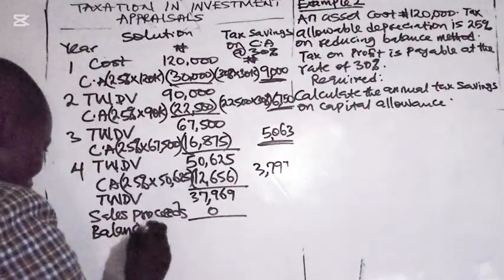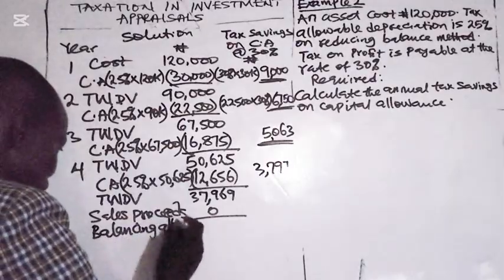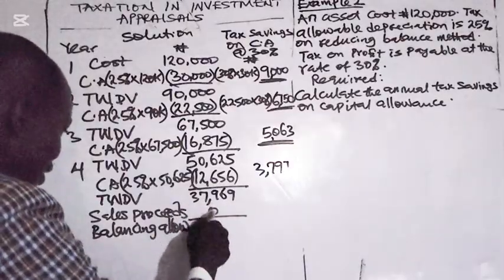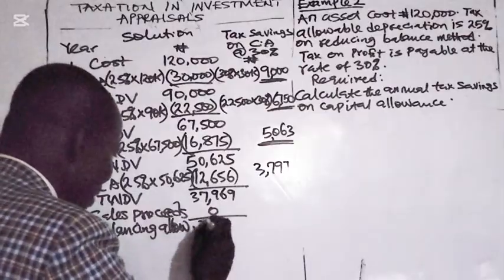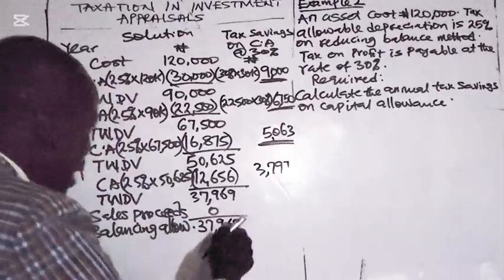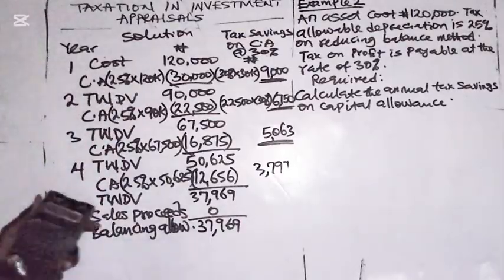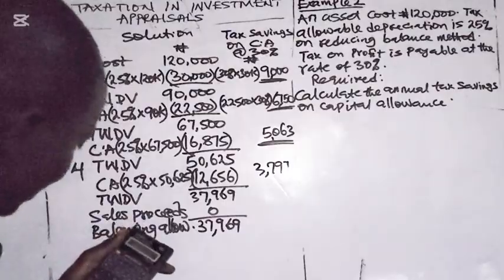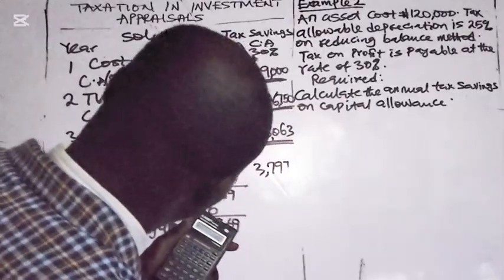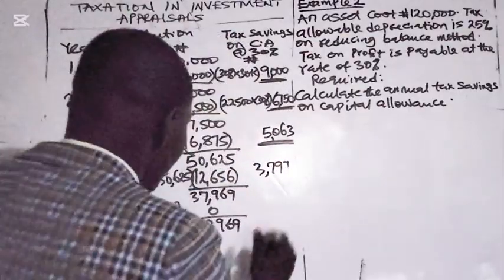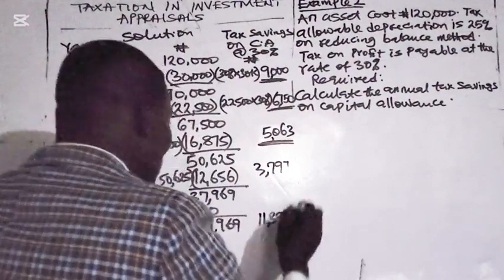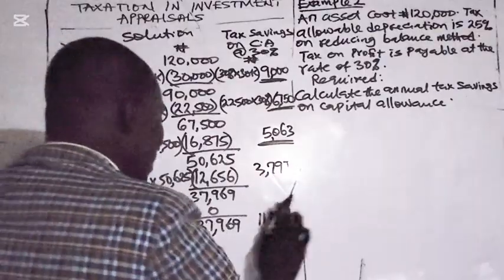Balancing allowance. That is, the tax written down value is greater than sales proceeds. So you have a balancing allowance of 37,969. If you apply your tax rate of 30% on this, you have the tax savings of 11,391. So that is the tax savings at the end of the project life.